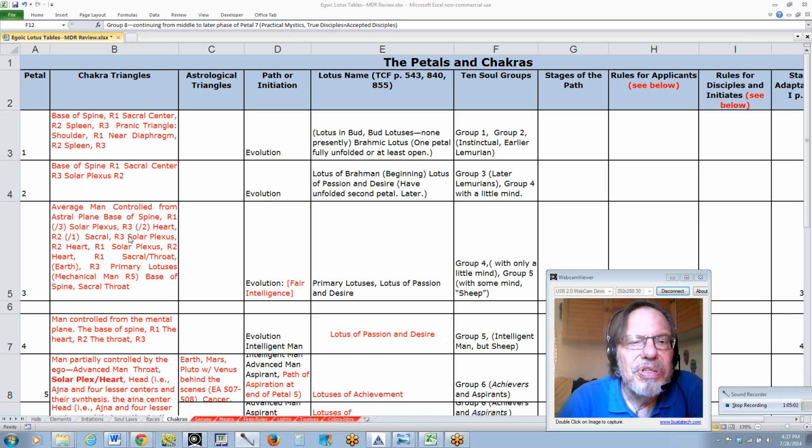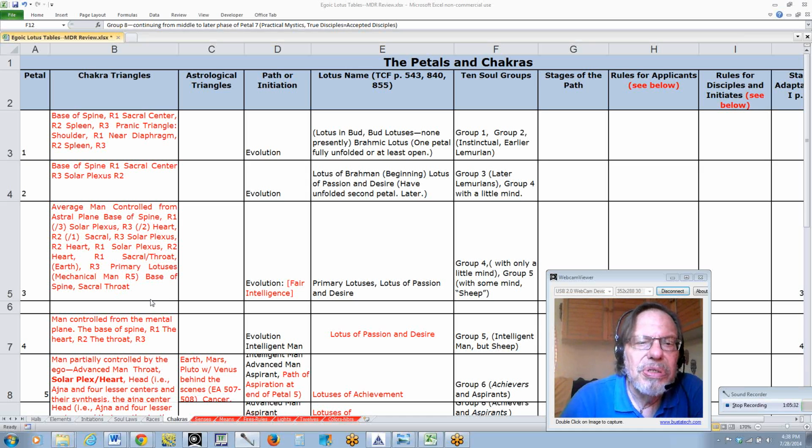Another possibility here, the sacral center, solar plexus, and heart for average man. Sacral center still active, solar plexus strong, heart still strong. So sacral ray 3, solar plexus 2, heart 1. Or solar plexus, heart, and throat. So solar plexus, the emotion, the heart, the general vitalization, and the throat, the growing intelligence.